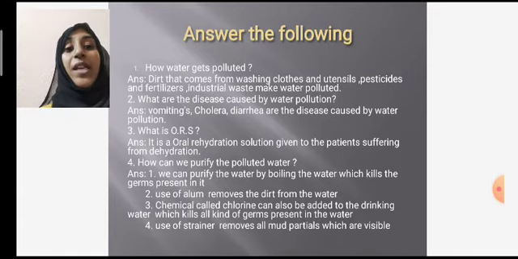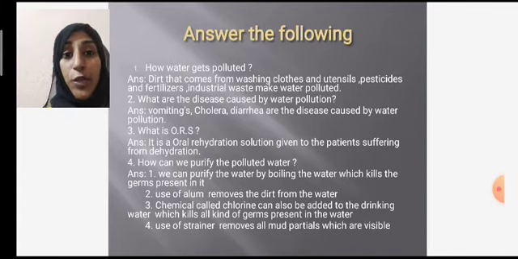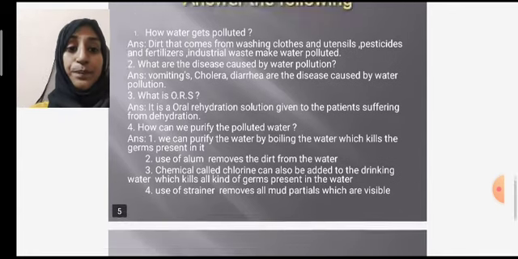Then next, chemicals like chlorine can also be added to the drinking water, which kills all kinds of germs present in the water. Which chemical? Chlorine is used. And to purify the water, we also use strainers, which remove the visible mud particles and all heavier particles. In this way we can purify the water.